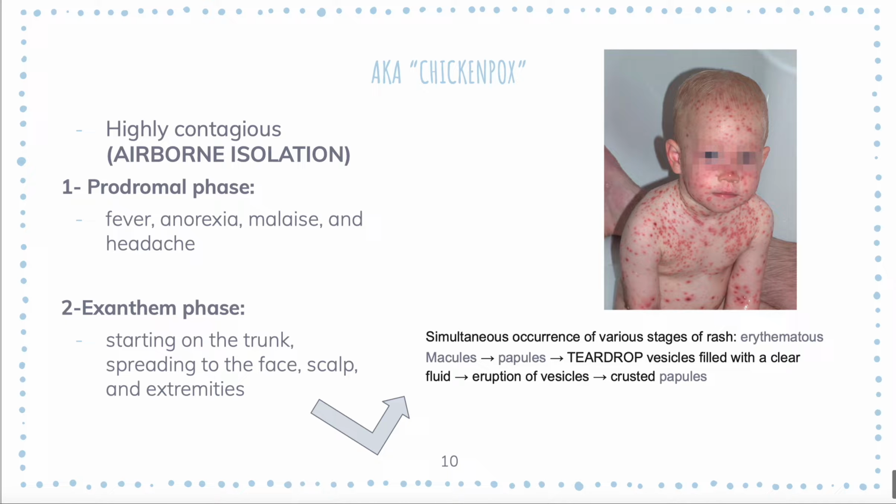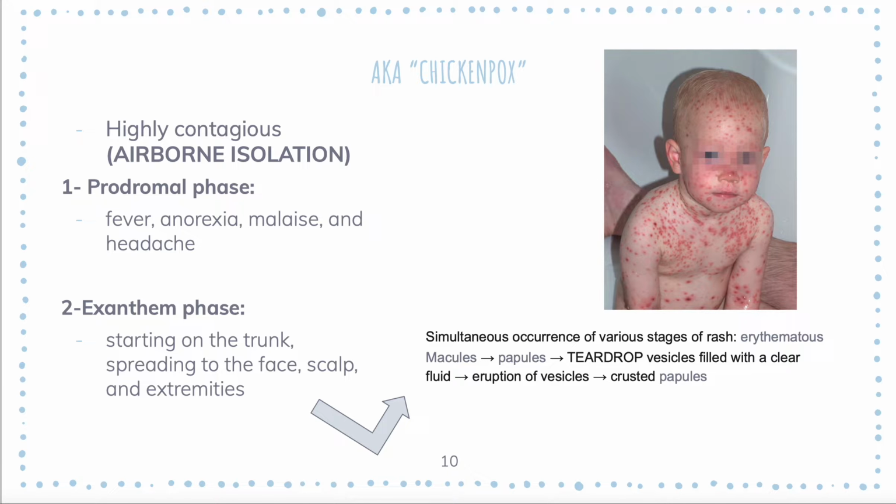Okay, human herpes type 3 is also known as chickenpox. Chickenpox, in fact, is extremely contagious, and that's why we usually put them in airborne isolation. We have two phases: the prodromal and the exanthem phase. Prodromal symptoms are usually not specific. They come with fever, anorexia, malaise, and headache. What we care about really is the exanthem phase.